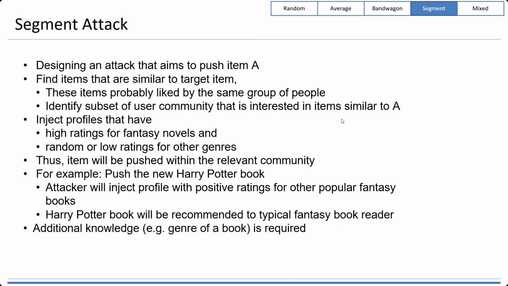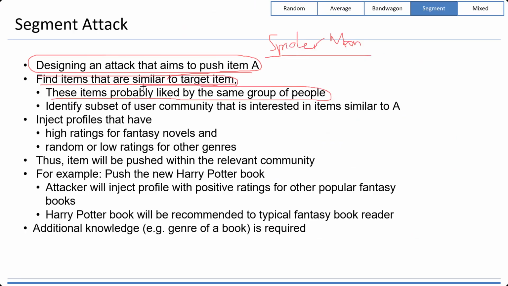Segment attack. The segment attack is designed as an attack that aims to push item A. So we need to find items that are similar to the target item. For example, I like Spider-Man. If I like the movie Spider-Man, it means most probably this person likes movies from Marvel. So every movie from Marvel, we can make a high rating. So this item is probably liked by the same group of people.